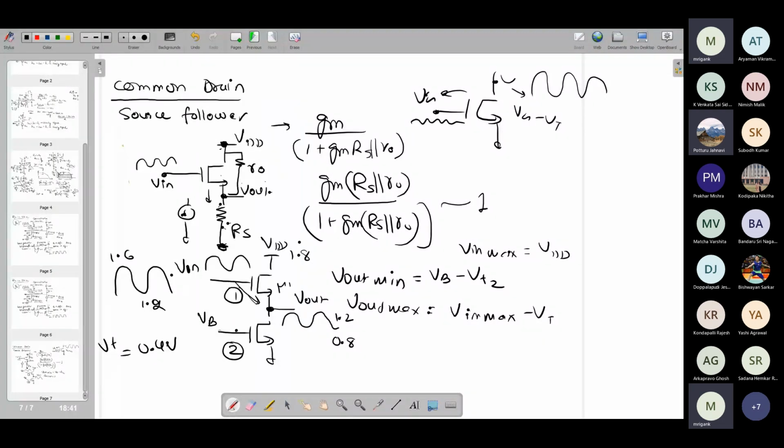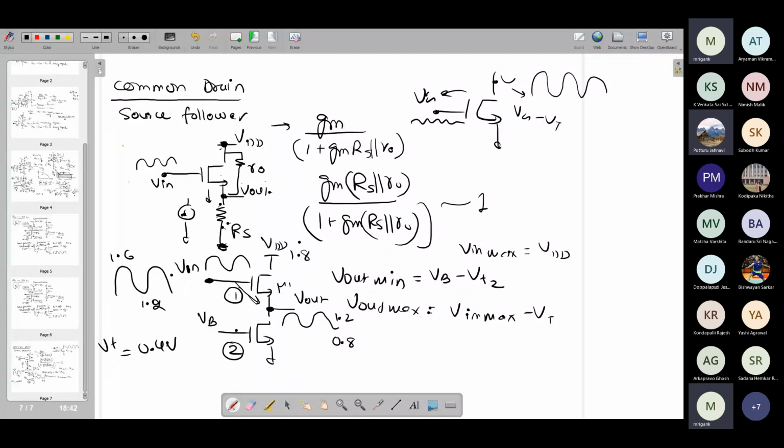If your signal level over here goes too low, this VB will enter into the triode region. So that also we have to be careful about, right? In maximum, how is Vin max equal to VDD? Which MOSFET is going to triode? For M1, what is the limit for the maximum gate voltage for M1 to be in saturation? It cannot be above VD by more than one threshold. So the maximum is VDD plus VT. We are going only to VDD.